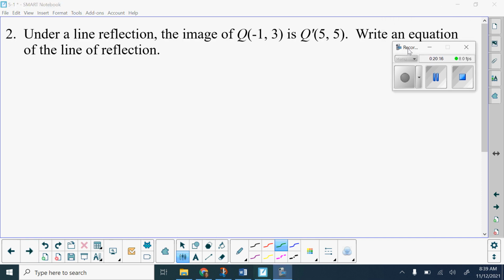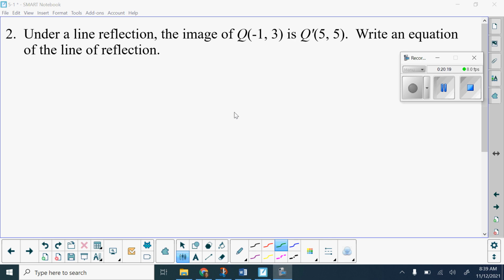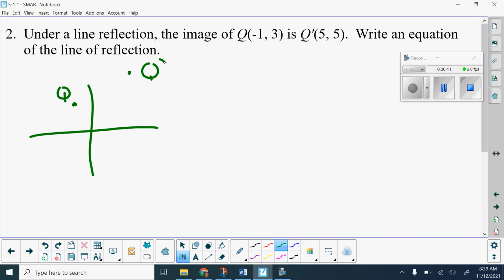So let's try this one. Under a line of reflection, image Q is negative 1, 3, and Q prime is 5, 5. Write an equation of the line of reflection. So let's just do a quick little sketch. We've got negative 1, 3. And we've got 5, 5. So here is the segment connecting the image and pre-image points. And then just to estimate, my line of reflection is going to have to look something like that. So I can flip Q right over that line of reflection and land on Q prime.